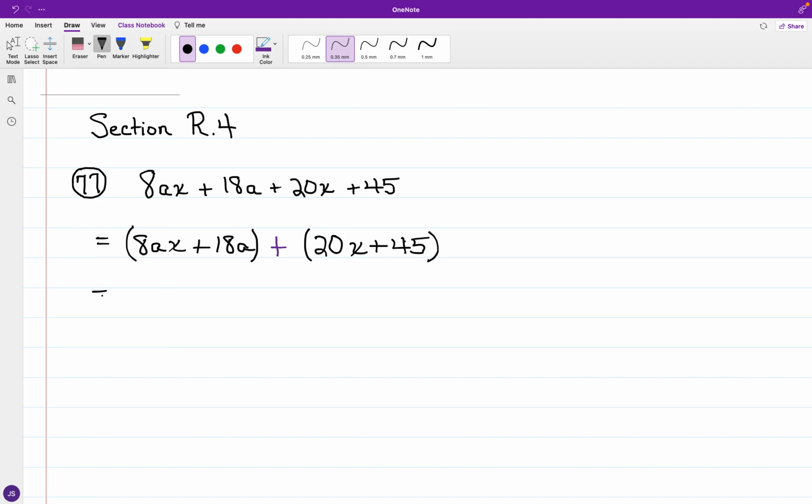So I've grouped the pairings. For 8ax and 18a, if I pull out the greatest common factor, numerically we have the coefficients 8 and 18, and the greatest common factor of 8 and 18 will be 2, and common to both terms is going to be the letter a. So the greatest common factor between 8ax and 18a will be 2a. And factoring out 2a from the first pair, we're going to have 4x plus 9.